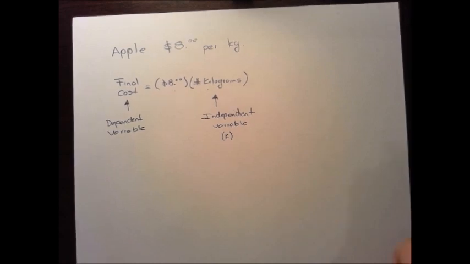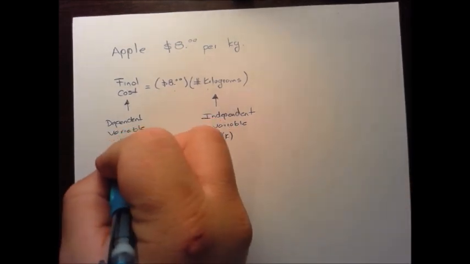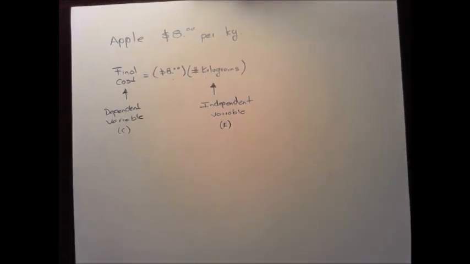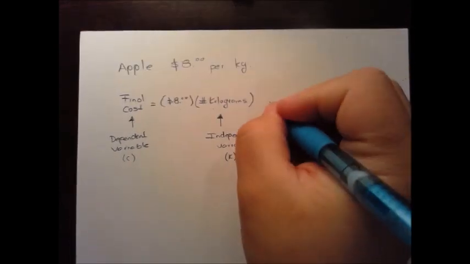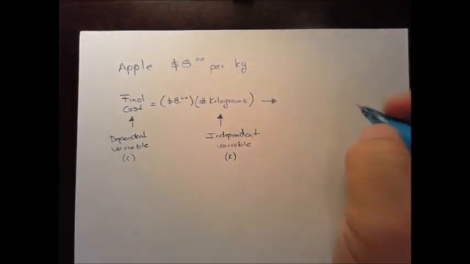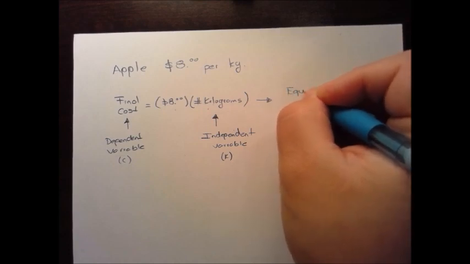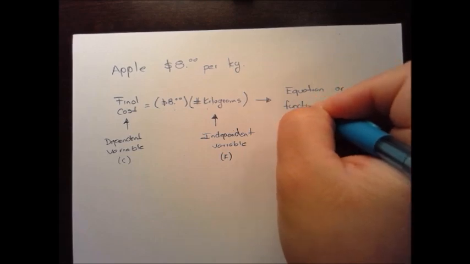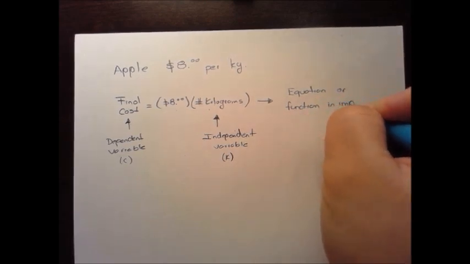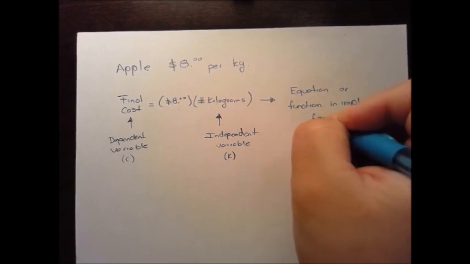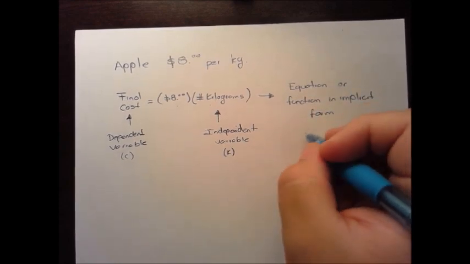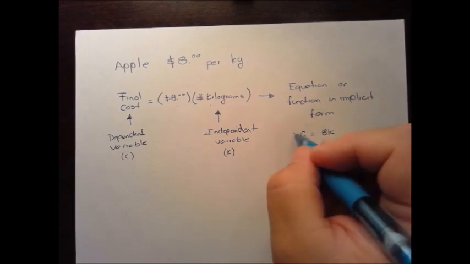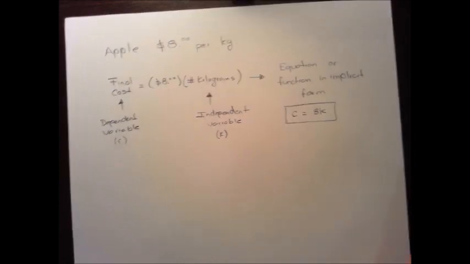Okay, and here the represent is going to be z. Okay, so we have final cost and kilograms. Good. So if I want to convert this one in an equation, in that case it is going to be an equation or function in implicit form. What I should do is C is equal to 8 times K. Okay, this is going to be the equation or function in implicit form.